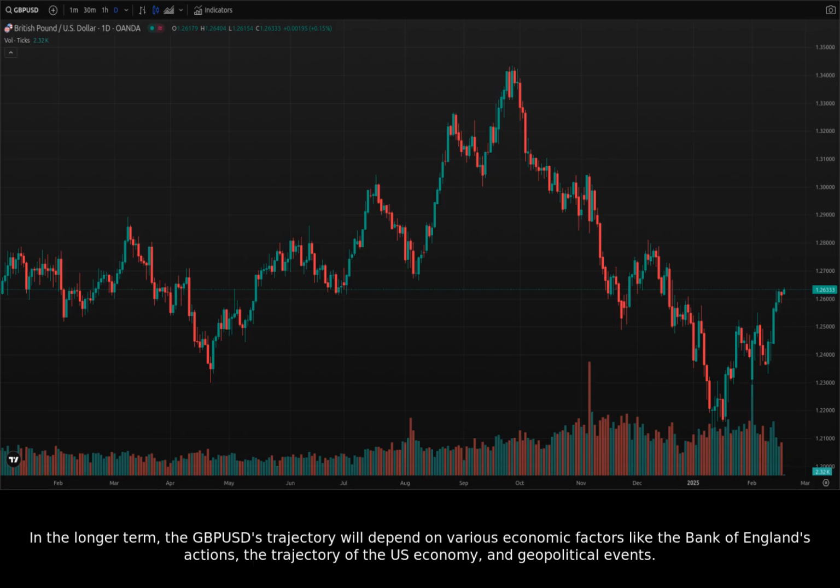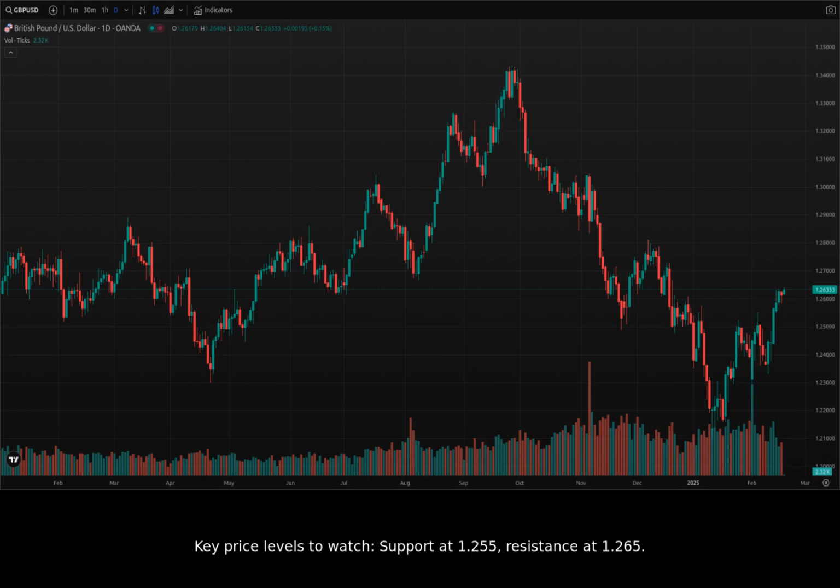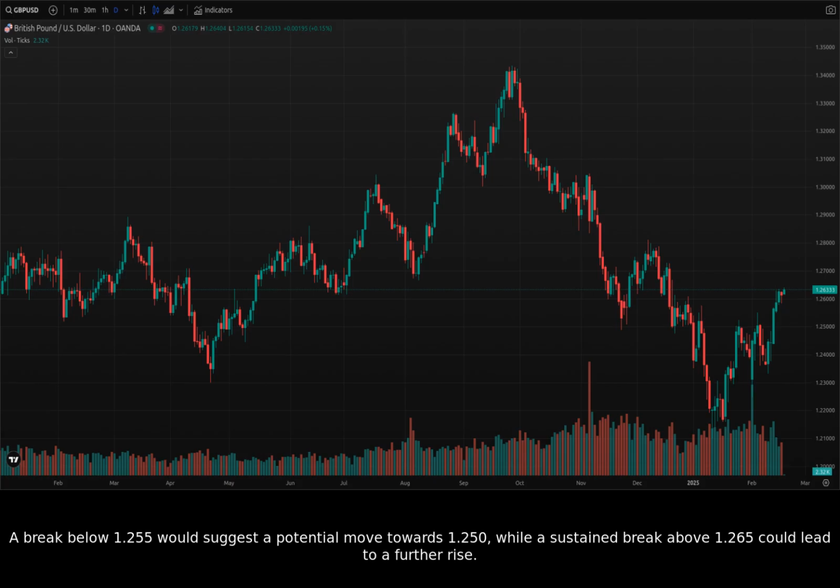In the longer term, the GBPUSD's trajectory will depend on various economic factors like the Bank of England's actions, the trajectory of the US economy, and geopolitical events. Key price levels to watch: support at 1.255, resistance at 1.265. A break below 1.255 would suggest a potential move towards 1.250, while a sustained break above 1.265 could lead to a further rise.